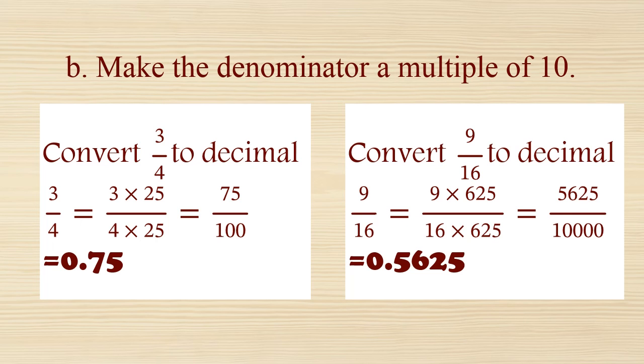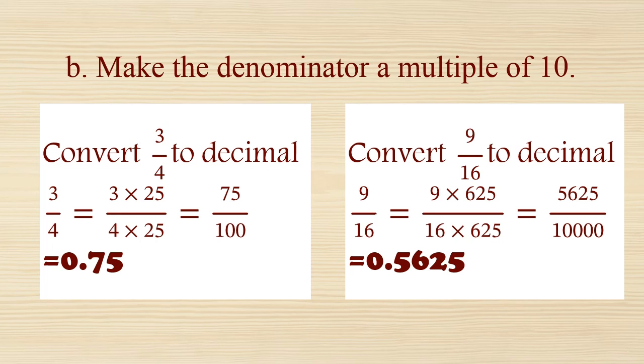So another one is, convert 9 over 16 to decimal. The denominator here is 16. So how can we make 16 a multiple of 10? We can make it 10,000, by multiplying by 625. When you multiply the denominator by 625, you have to multiply the numerator also by 625.